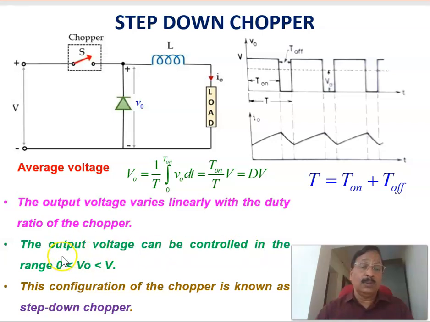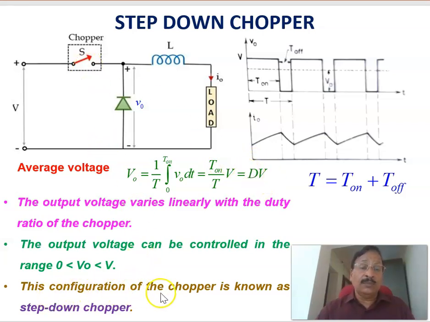The average value of the output voltage can be changed, and it is actually more than 0 and less than V. In this limit, you can change it by changing the duty ratio D, which is equal to the on period divided by the time period T. Normally, the time period T will be kept constant, and only T on will be changed. If you make T on equal to 50% of T, D equals 0.5, and the output voltage equals half of the input voltage.